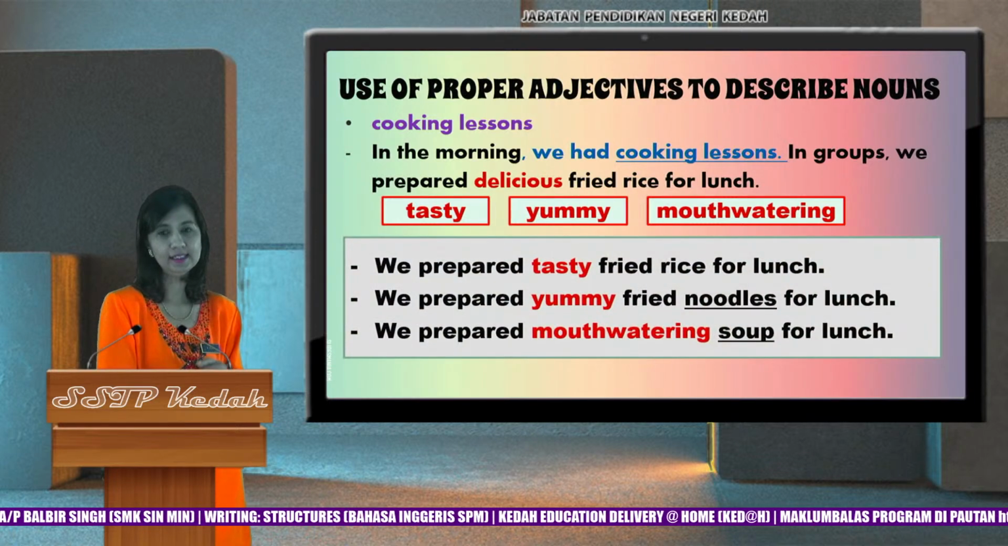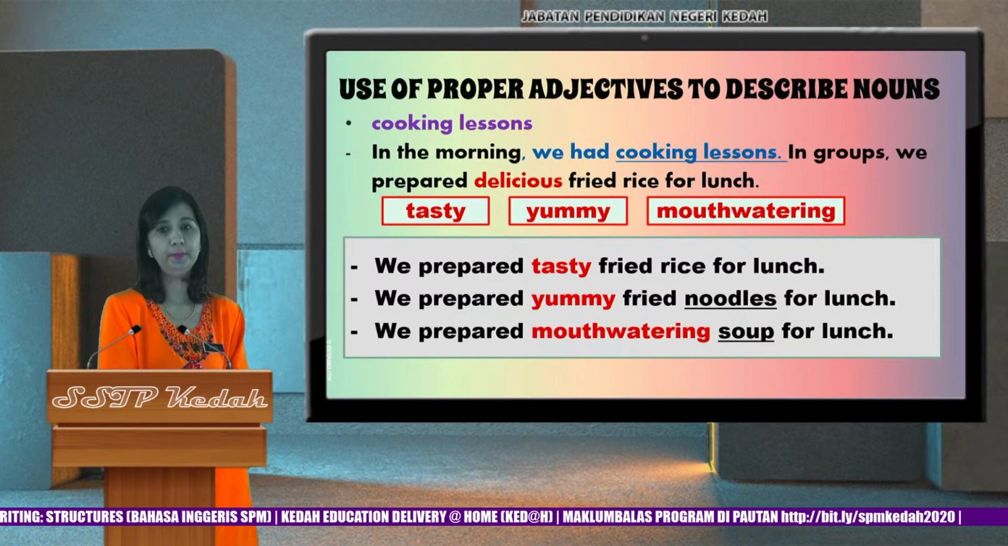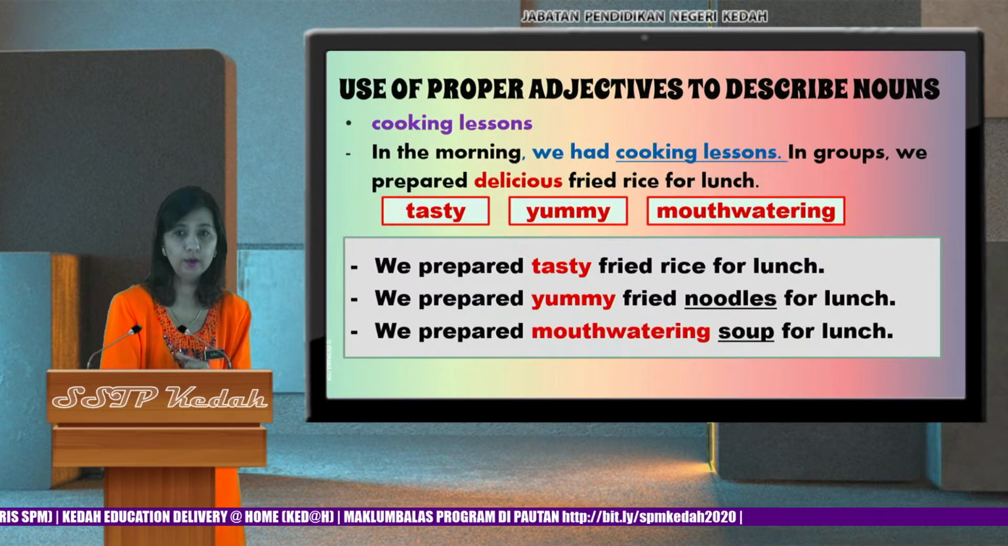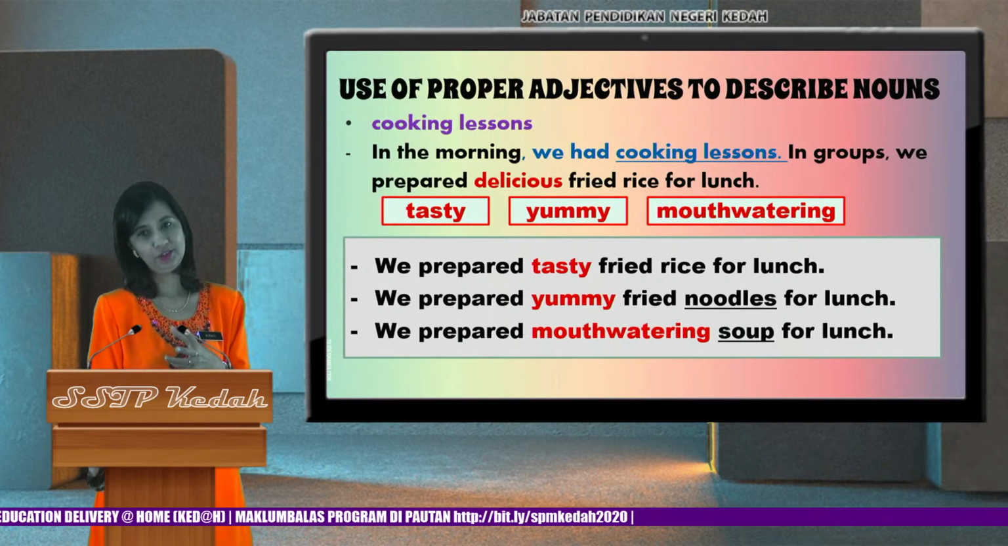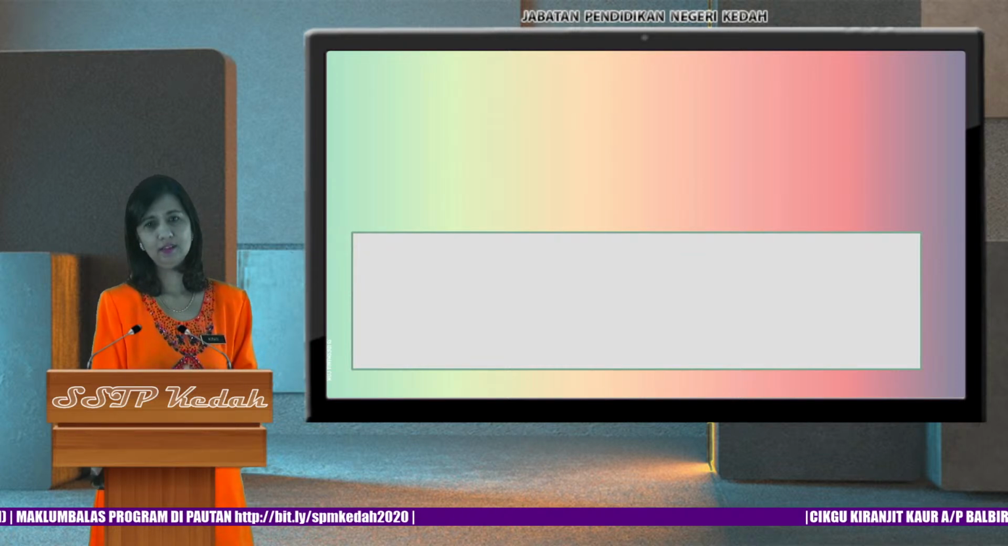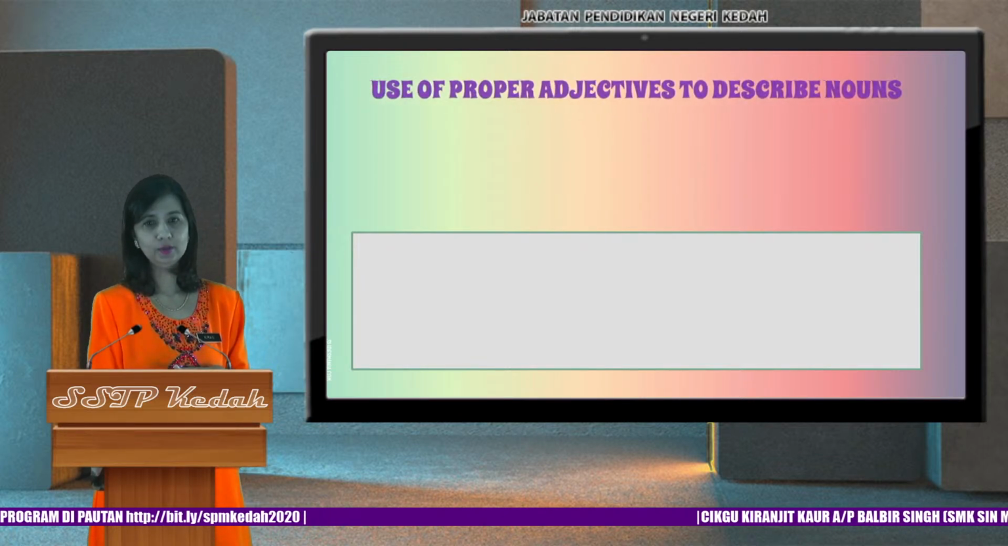Right, so here are some examples. We prepared tasty fried rice for lunch. We prepared yummy fried noodles for lunch. We prepared mouth-watering soup for lunch. Okay, so all this means delicious. I'm hungry now. Okay, let's go on.